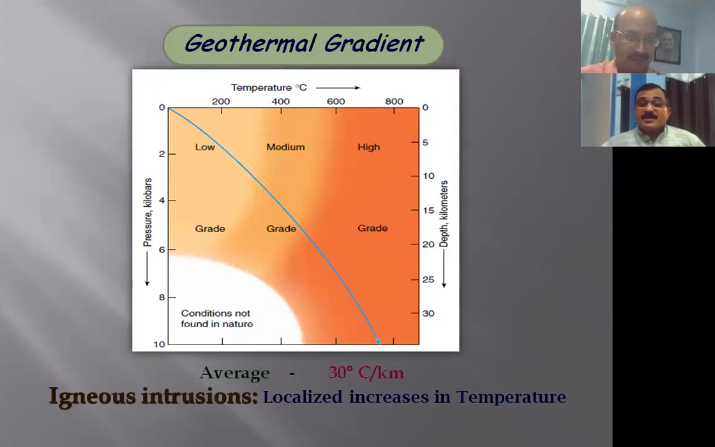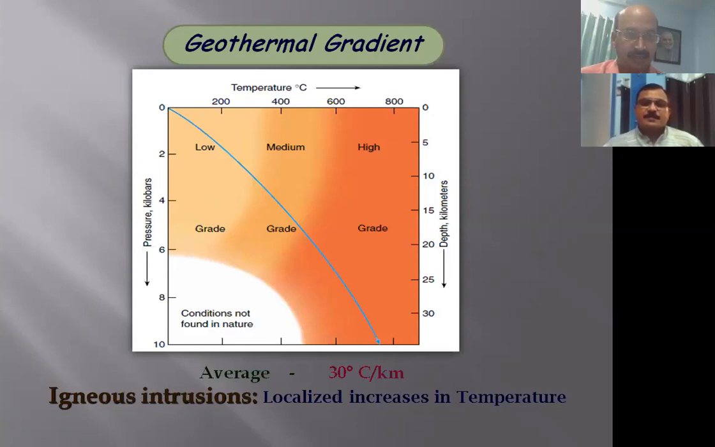But in different parts of the earth's crust, this geothermal gradient varies. For example, in continental crust it is different, for oceanic crust it is different, in continental margins it is different. In some other settings, such as spreading ridges, the geothermal gradient is also different. So it varies, but this is the average.